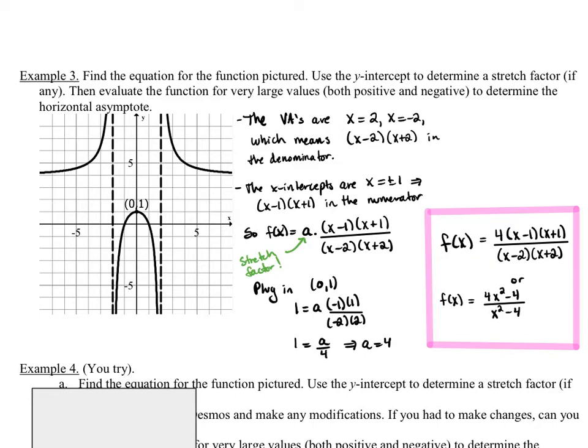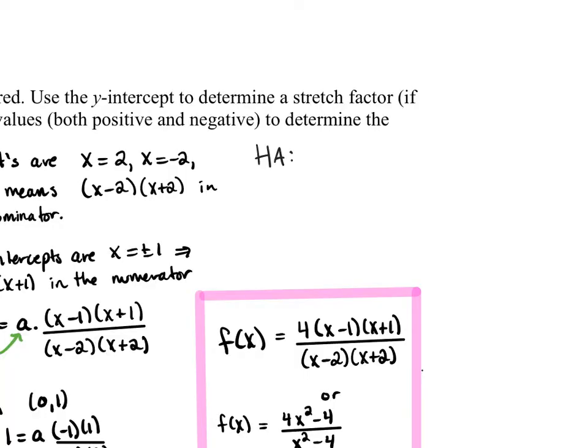Now the last part that I didn't do when I was filling out these notes was I forgot to figure out what the horizontal asymptote is. So let's go ahead and do that part. One way that we can figure out the horizontal asymptote is we can plug in a really large value of x. And it doesn't have to be particularly large, so let's just try f of 100. So I'm going to have 4 times 99 times 101 over 98 times 102.